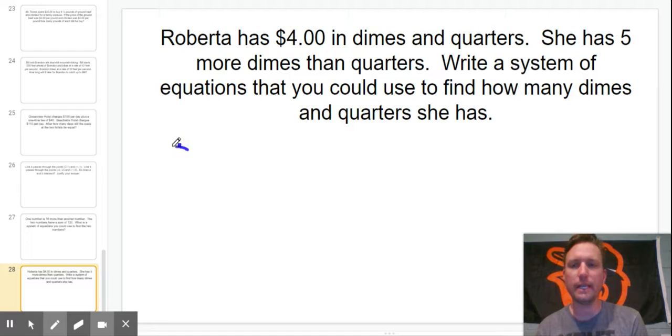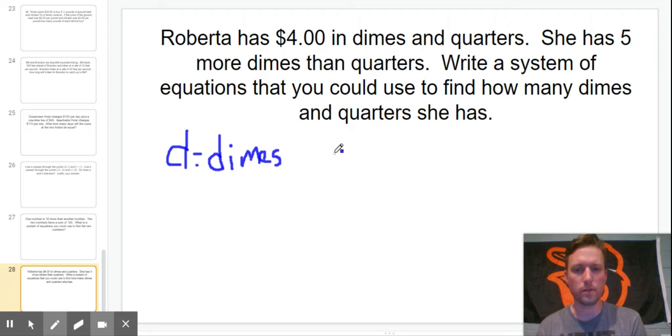So I would do D for dimes. That's going to be equaling our dimes. And my other one would be quarters. And you guessed it, I would do Q for my quarters. Okay, so now this is going to help me wrap my mind around what the question is asking. You really want to take a second and really try to unpack the problem. So D is for dimes, Q is for quarters.